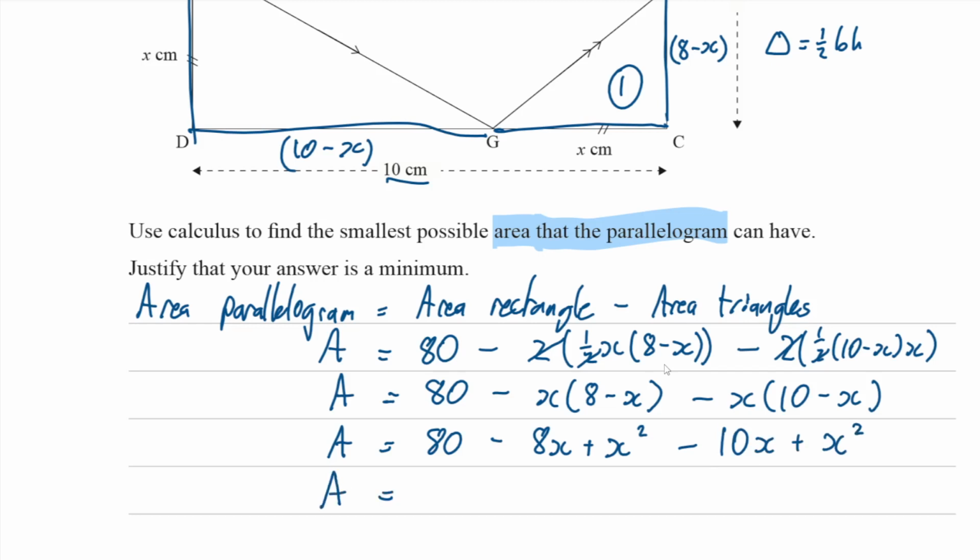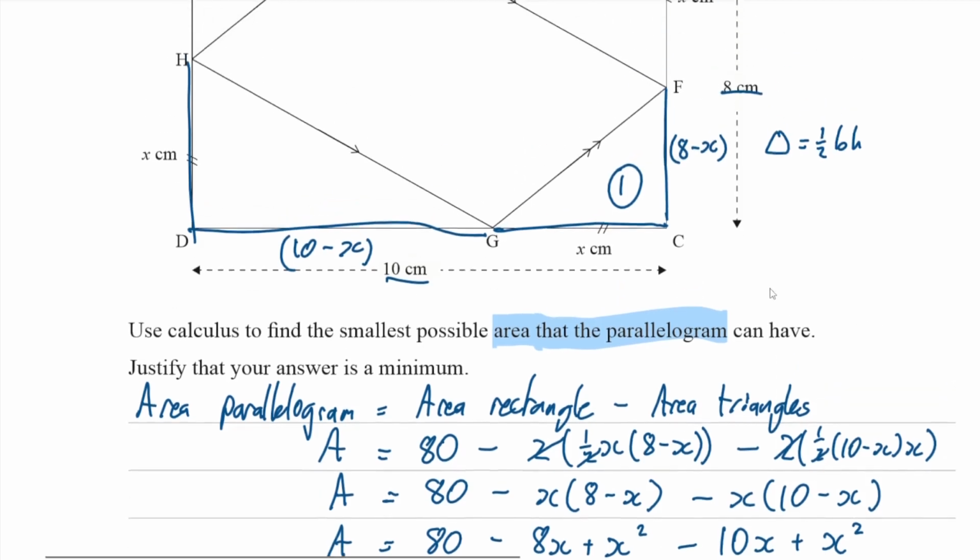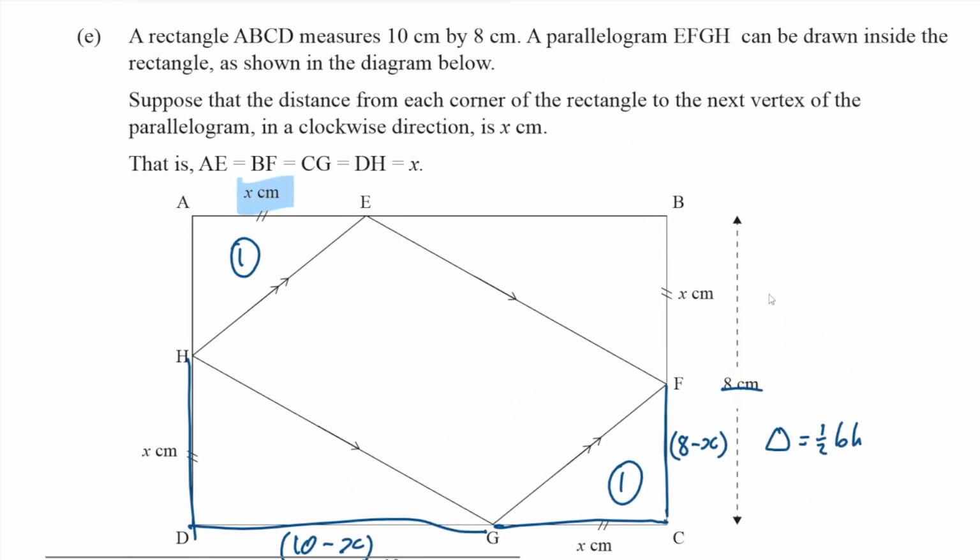Grouping like terms, the x terms are minus 8x minus 10x, minus 18x, x squared plus 2x squared. Whew. I mean, that was quite a lot of work just to find the equation for area, so very algebra heavy. But from here, thank goodness, we can use our calculus.